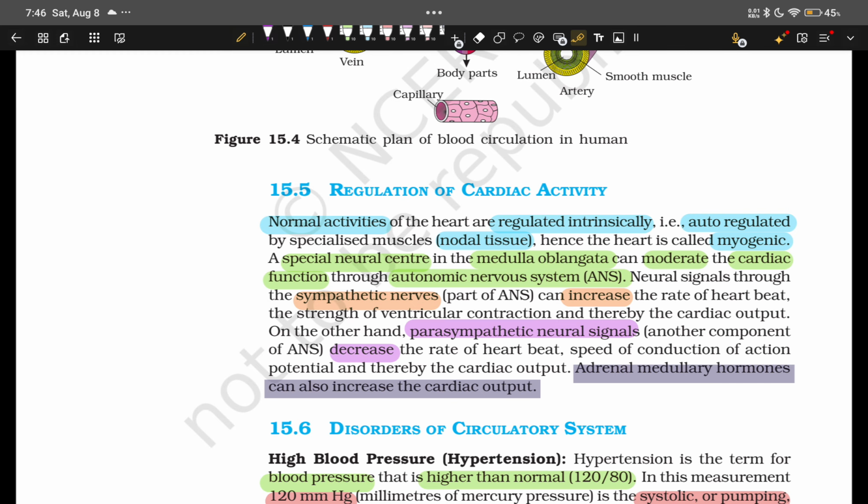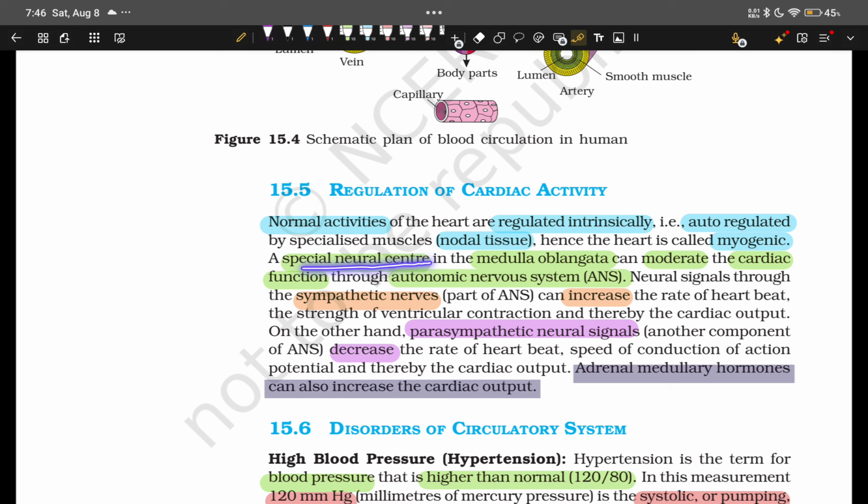Now one more point to remember is regulation of heart activity. We know this heart is auto-regulated. Normal activities of the heart are regulated intrinsically by nodal tissue. So therefore it's called myogenic, because muscle controls it, okay? It does not depend on signals from nervous system, neural system. It can regulate itself intrinsically by nodal tissue. Therefore it's called auto-regulated and myogenic.